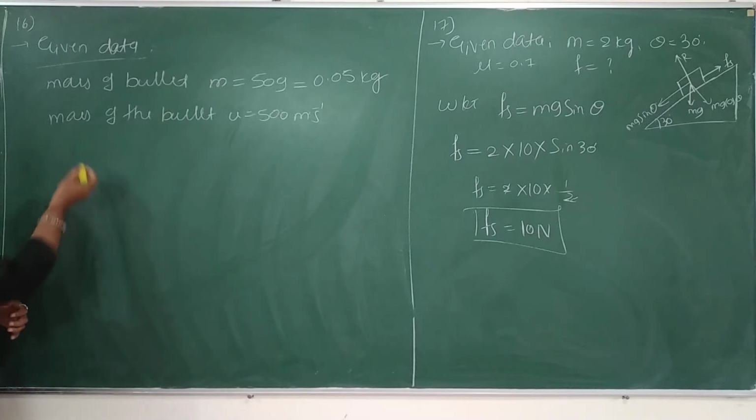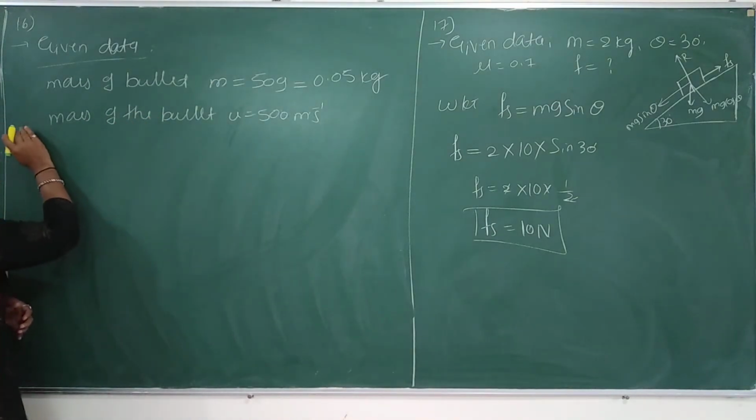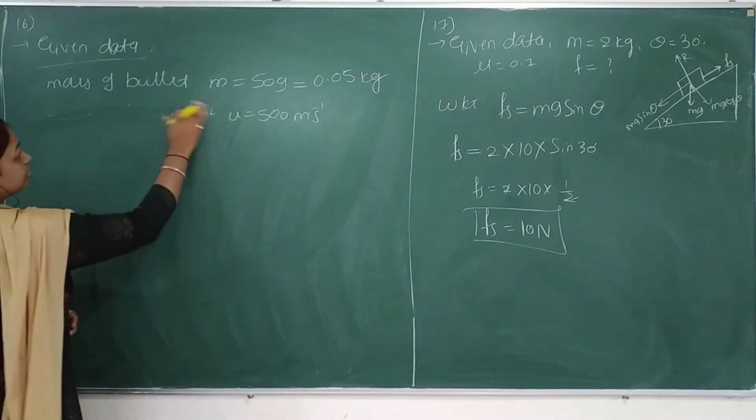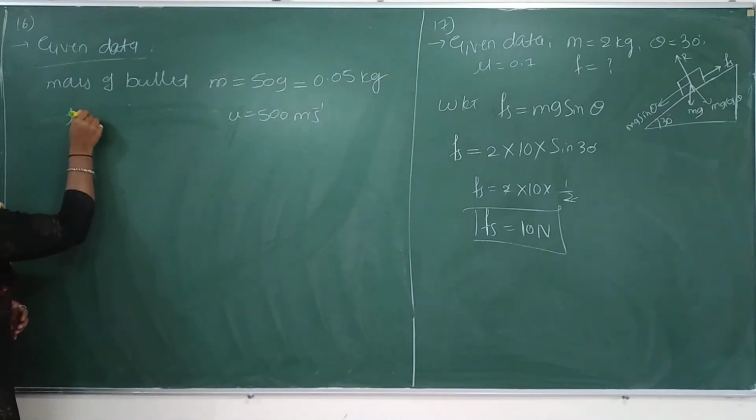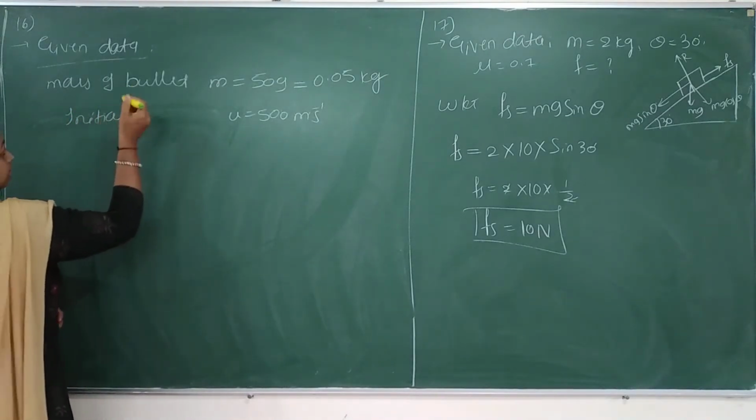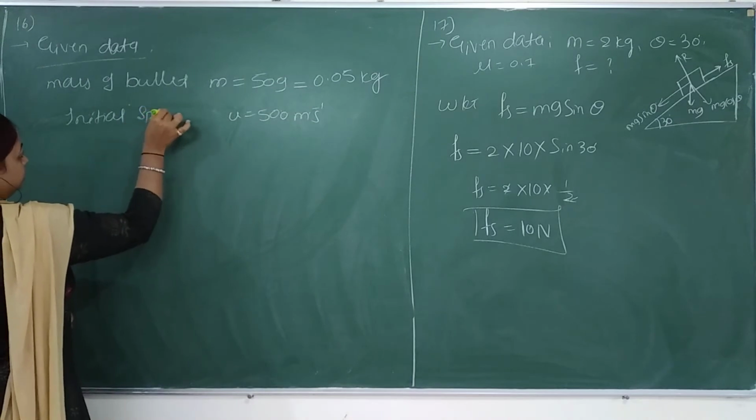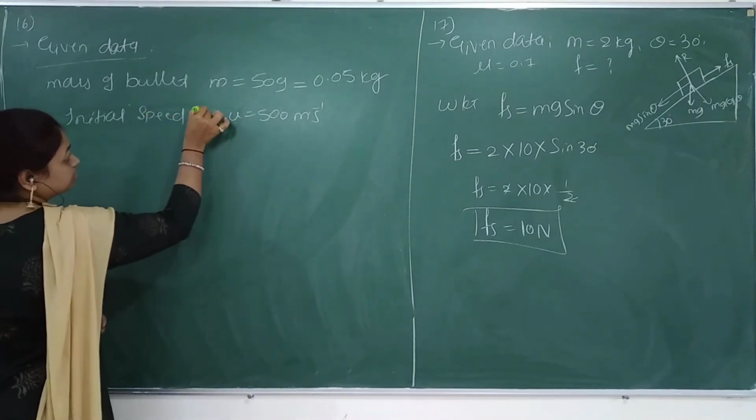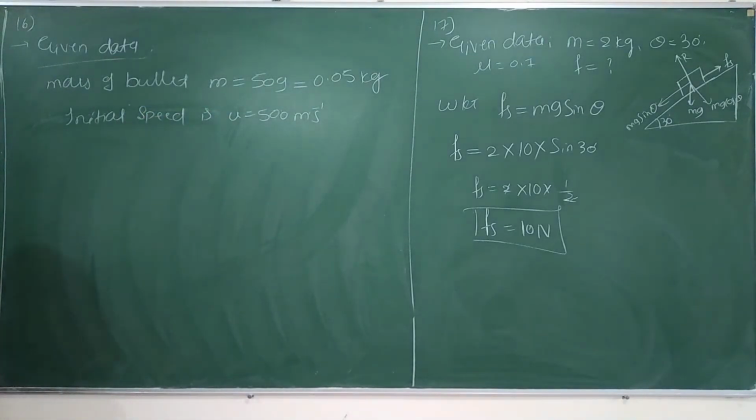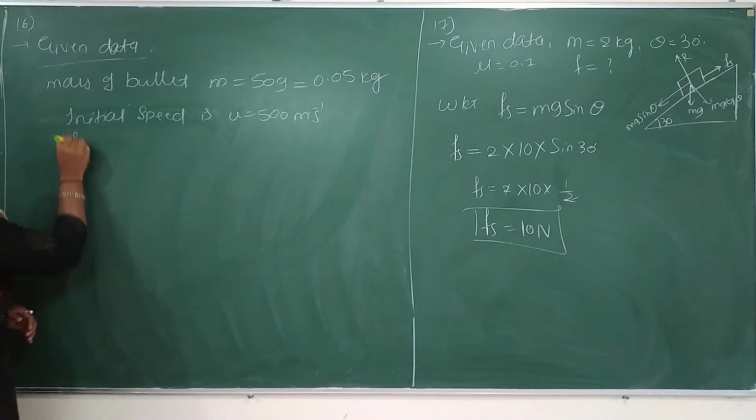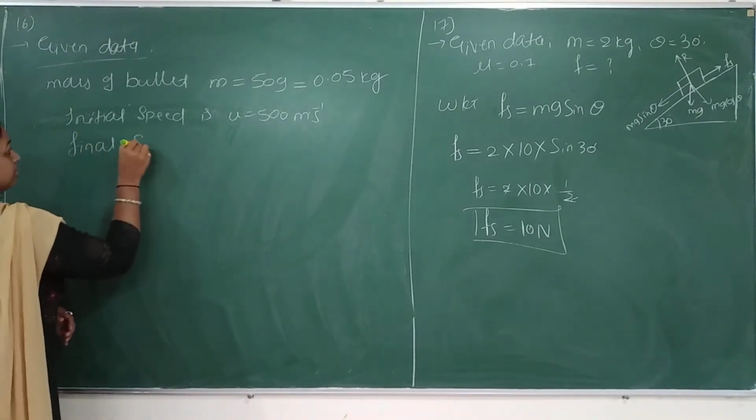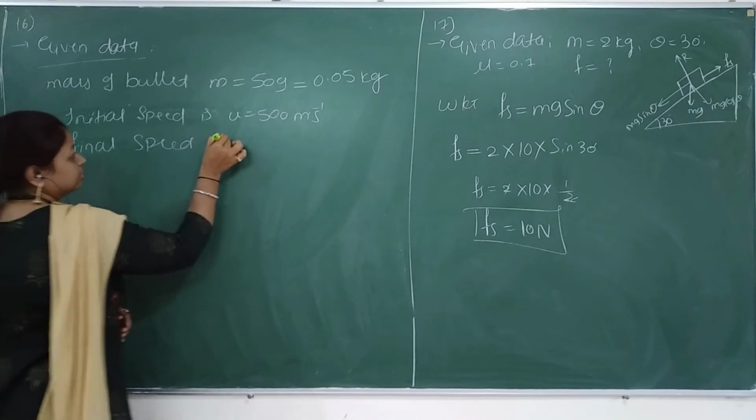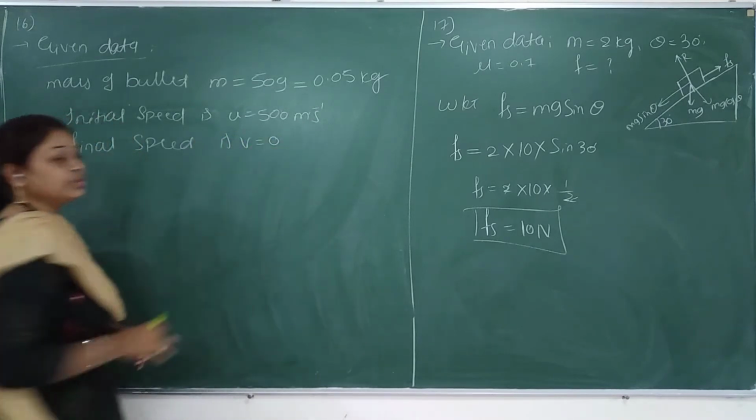Then the final velocity. Initial speed, u is equal to 500 meter per second. Next, final speed, v, is equal to 0.